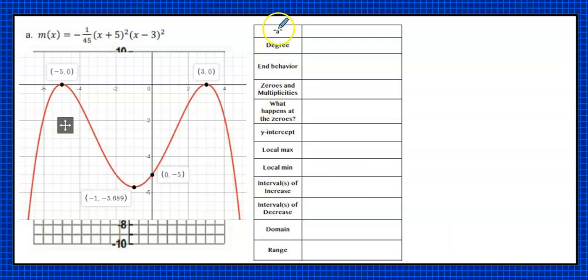All right, so let's look at this. The a value, well, all they want to know here is is it positive or negative? The a value is negative. The degree is 2 plus 2, which is 4, so the degree is even. You could also put quartic here. Either or both is correct. And end behavior, well, on both sides of the graph, y is approaching negative infinity. So I'll do my left side and my right side, and y approaches negative infinity on both sides.